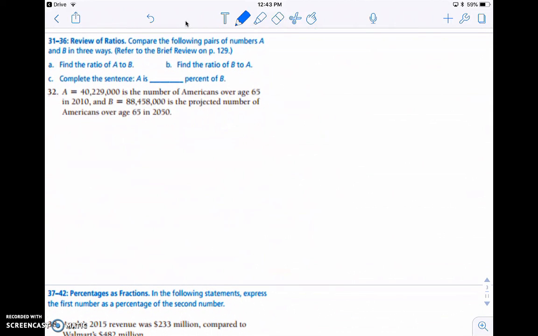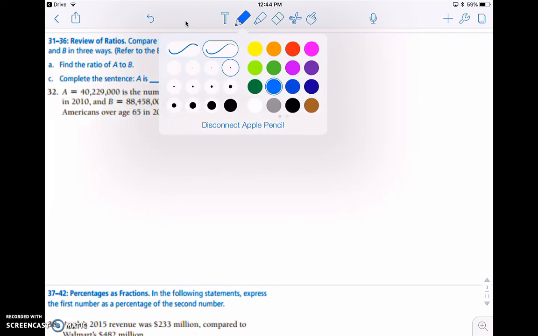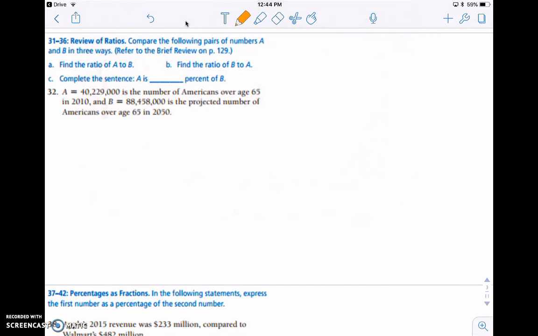Okay, now a good application of percentages is when we're looking at ratios, because ratios are fractions, percents can be written as fractions, and so forth. So we want to compare the following pairs of numbers, A and B, in 3 ways. We want the ratio of A to B, then the ratio of B to A, and then complete the sentence, A is blank percent of B.